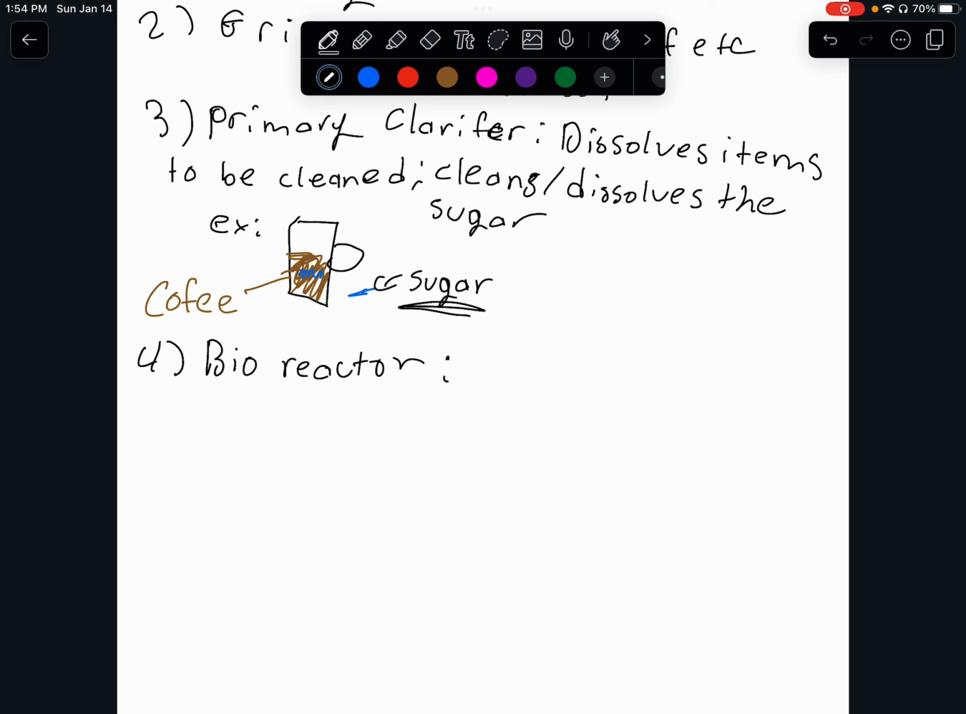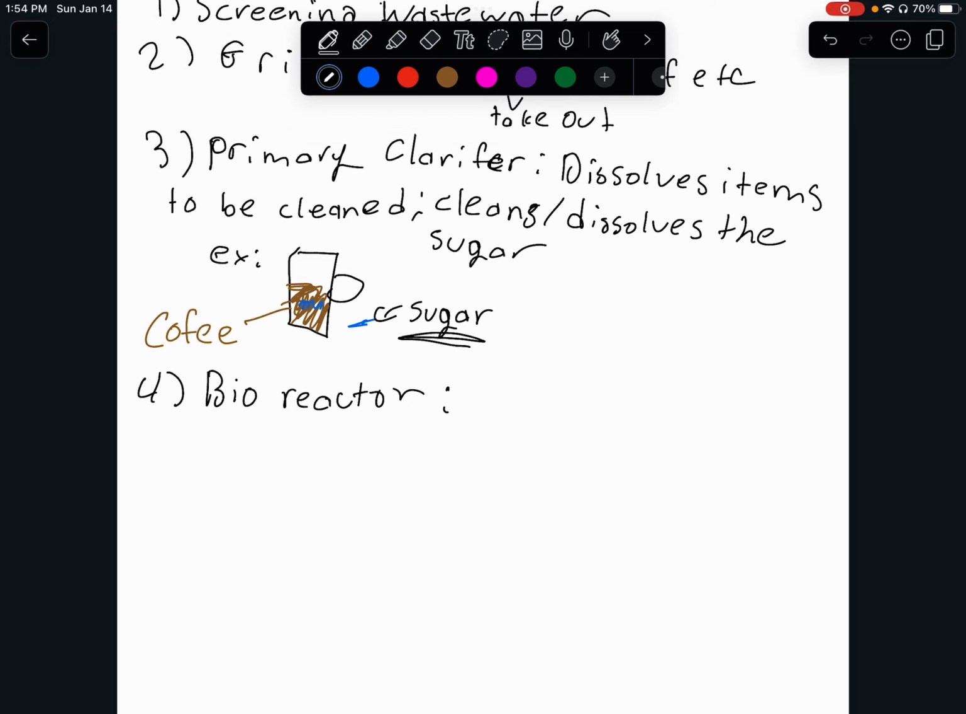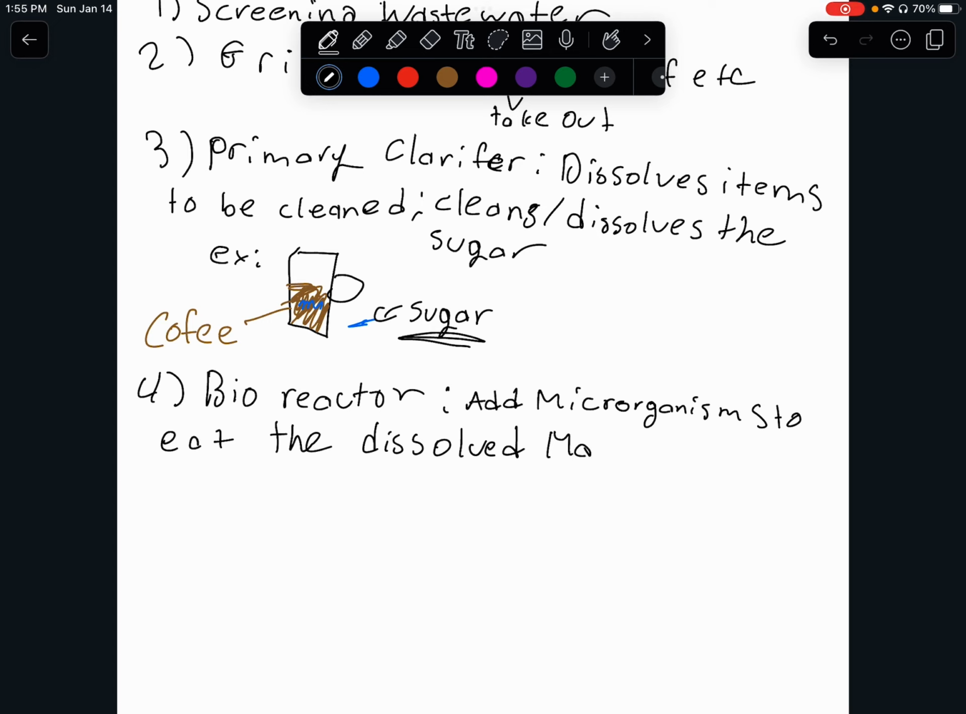Right? This is one where, as the sugar dissolves, or we make sure the sugar dissolves in the water, in our bioreactor we add microorganisms. We add microorganisms to eat the dissolved materials. So if we use our example above with the coffee and the sugar, these dissolved materials, in this case, will be the sugar that we use. So our microorganism will eat the sugar.